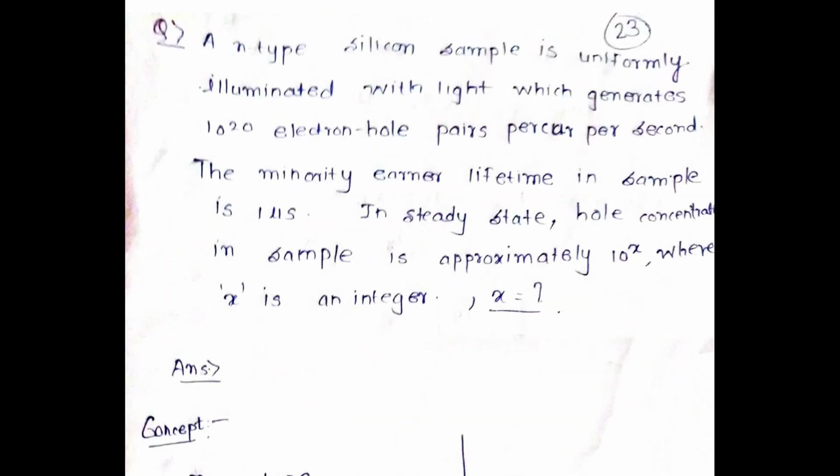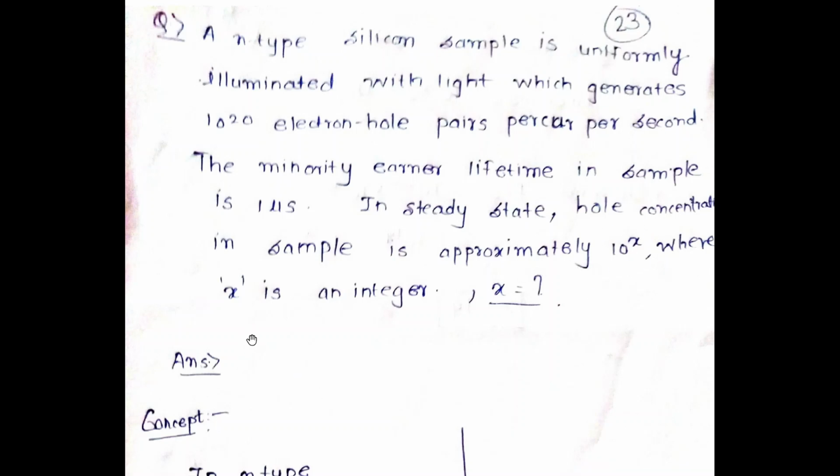Similarly, you have the next question, which says an n-type silicon sample is uniformly illuminated with light which generates 10 raised to 20 electron hole pairs per second. So here the rate is given to you. 10 raised to 20 is the rate. The minority carrier lifetime in the sample is 1 microsecond. So this is the time given. So in steady state, what is the hole concentration in the sample? If it is 10 raised to x, what is the value of x?